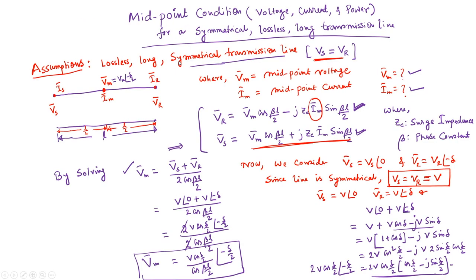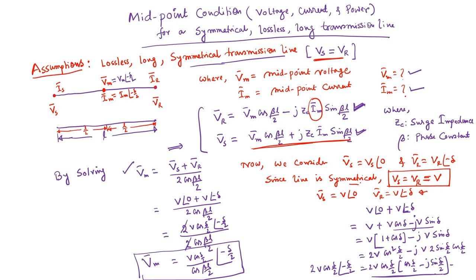One thing we can notice is that this angle of I m is similar to the angle of V m. So I m is also its magnitude at an angle minus delta by 2. That means V m and I m are in the same phase. The angular displacement between the midpoint voltage and the midpoint current of a long lossless symmetrical transmission line comes out to be 0. That is a wonderful thing that we can find from this derivation. That happens specifically for this symmetrical line. Also one should remember that this voltage, V s, V r, this V, is the per phase voltage, even though I do not mention it.